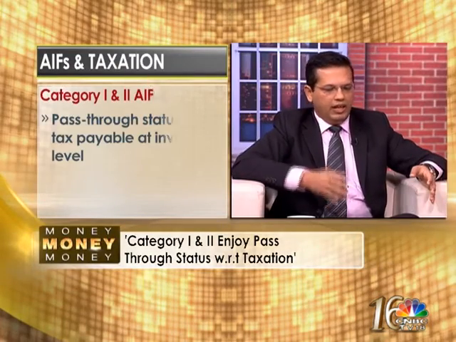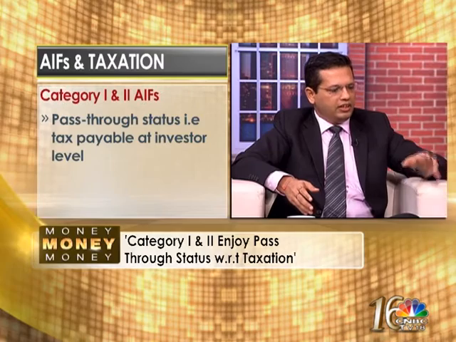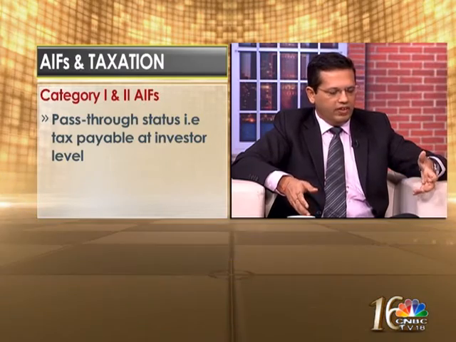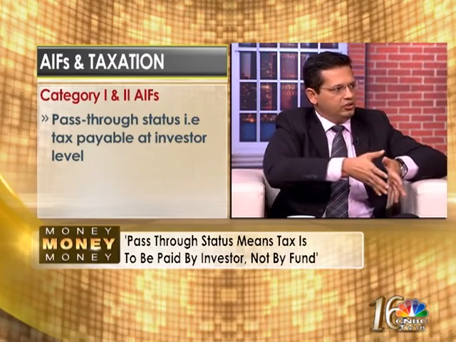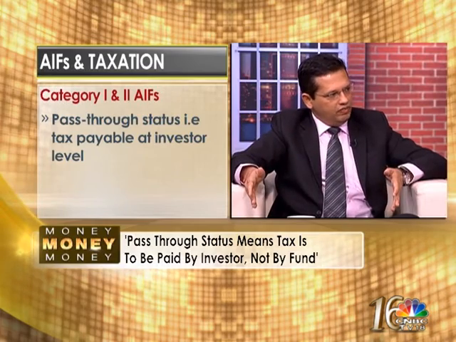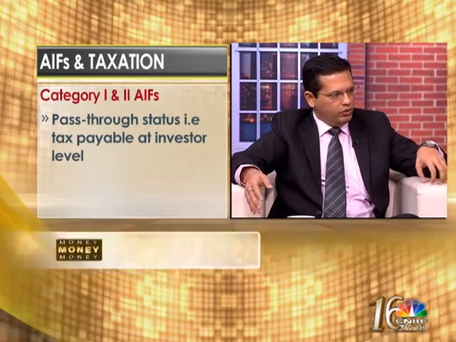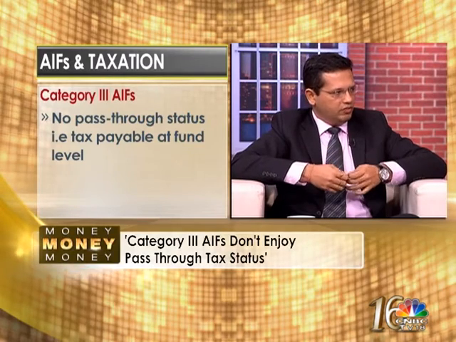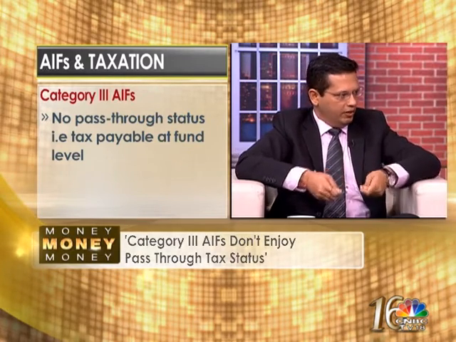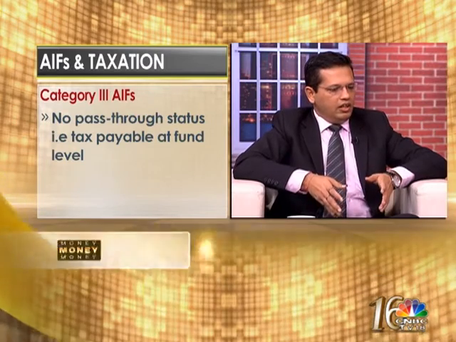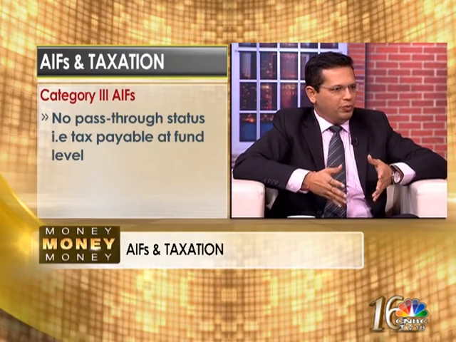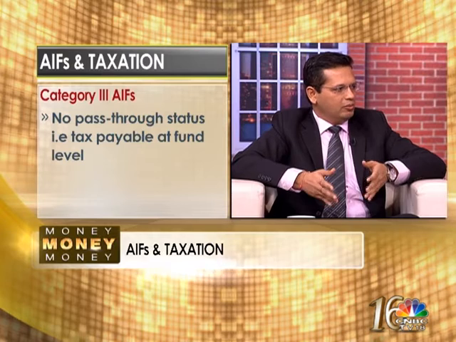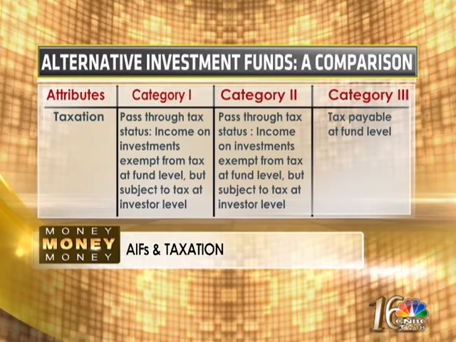So the basic difference between Category 1, 2 and Category 3 is that Category 1 and 2 have a pass-through. In effect, what it means is that the incidence of tax lies in the hands of the investor in case of Category 1 and 2, and in case of Category 3, the incidence of tax lies with the trust, which is the fund. The fund itself, yeah. Correct. We don't see any difference between a pass-through and a non-pass-through, purely because ultimately it has to be taxed at one leg of the transaction, and that is what is happening.